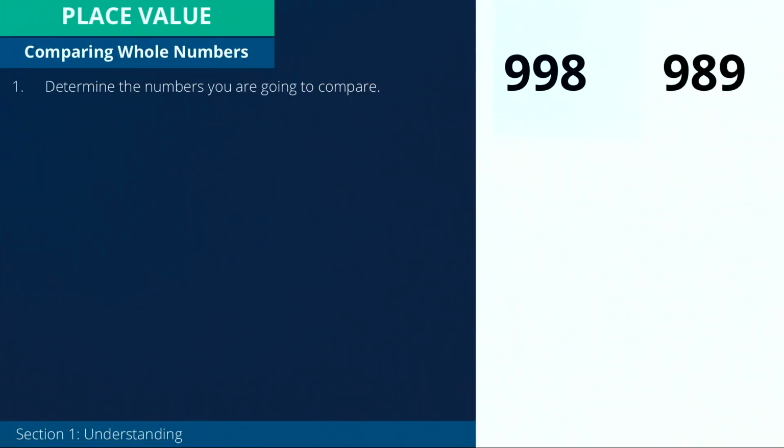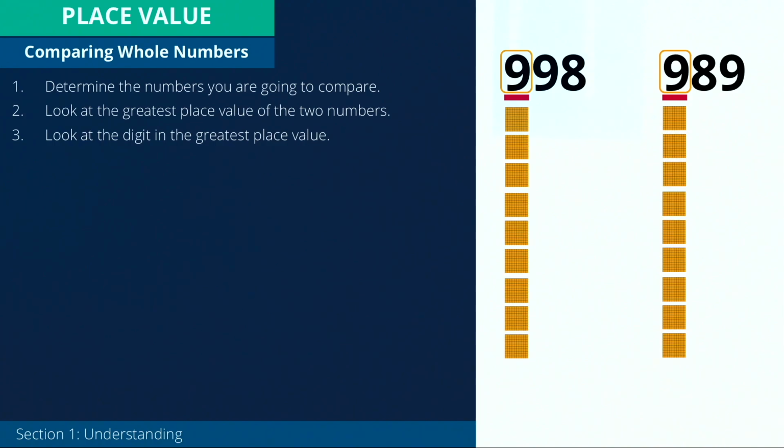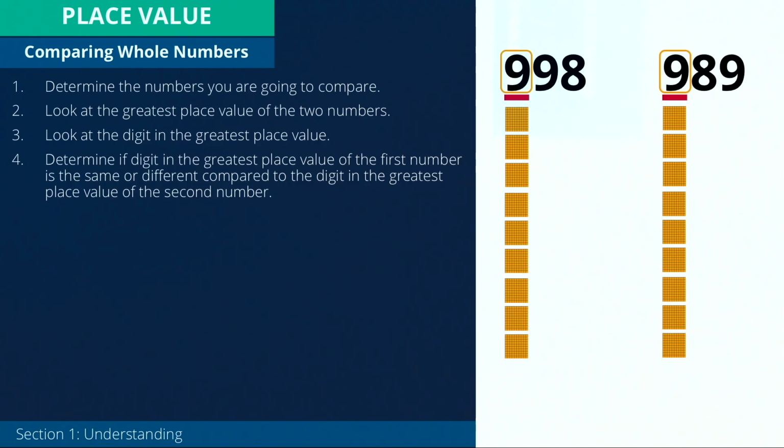Let's look at another example. I'm first going to determine the numbers I'm comparing. Here it's 998 to 989. I'll look at the greatest place value of the two numbers. Here the greatest place value is the hundreds place. And I'm going to look at that digit in that greatest place value and represent it. I'm thinking about that 9 in each of those numbers, and that is 900. So I could show that with my base 10 blocks. Then it's time to compare.